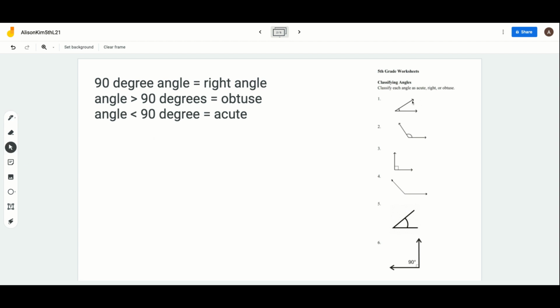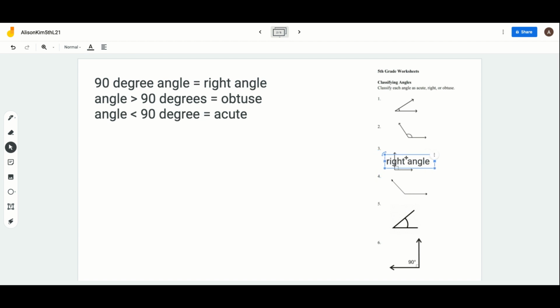As we can see here, there are no degree signs, right? But if we look at number 3, it has this square right there. That square is always going to represent 90 degrees at all times, okay? So as I said before, a 90-degree angle equals a right angle. Since this square represents 90 degrees, number 3 would automatically be classified as a right angle. So let's write right angle. That's the answer for number 3.